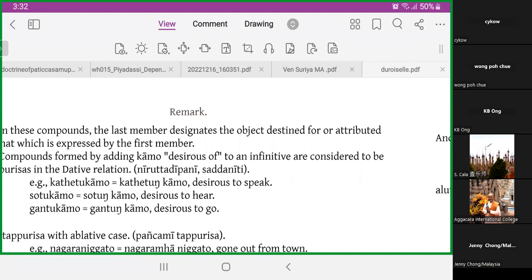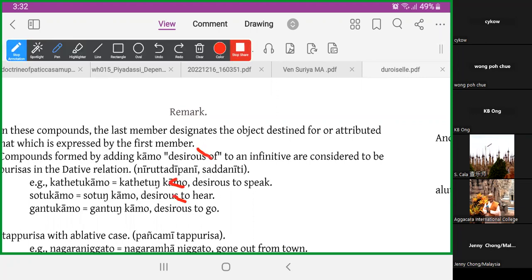So now you can see. Okay, we read the example. For example, katetukamo, katetum kamo, desirous to speak. Sotukamo, sotum kamo, desirous to hear. Gantukamo, gantum kamo, desirous to go. So yesterday you all remember when you see the commentary, which word you see? You see this one, right? I think it's dassanakamo. You have the kamo here, right? Yes. Kamo is desirous.